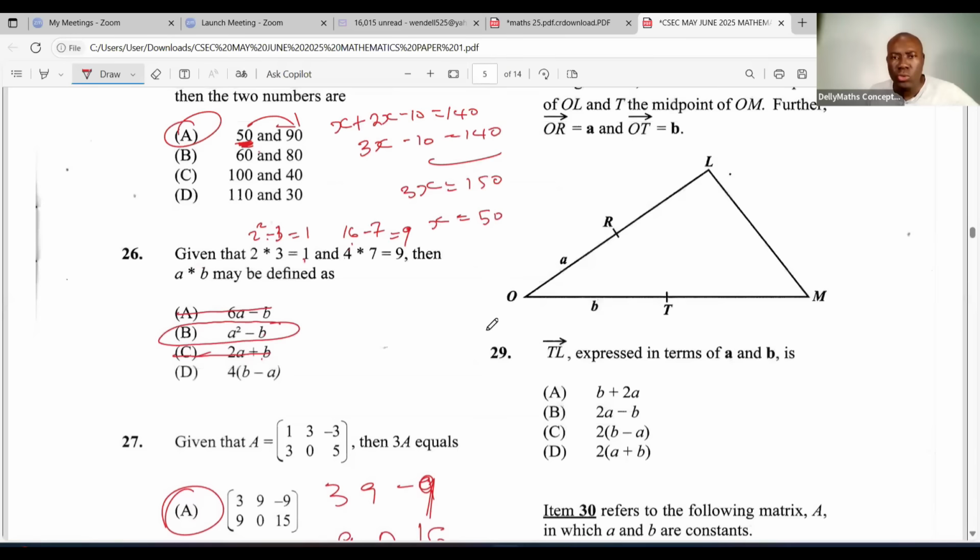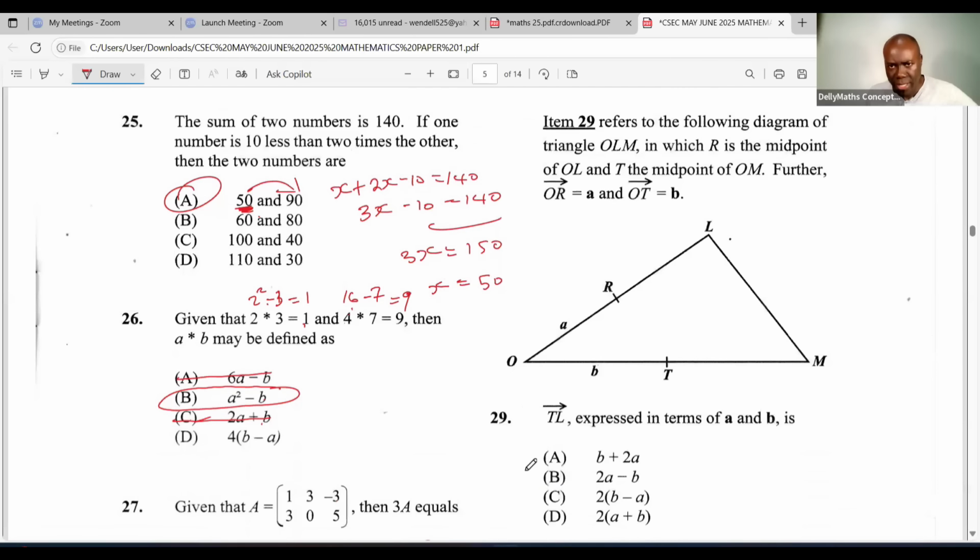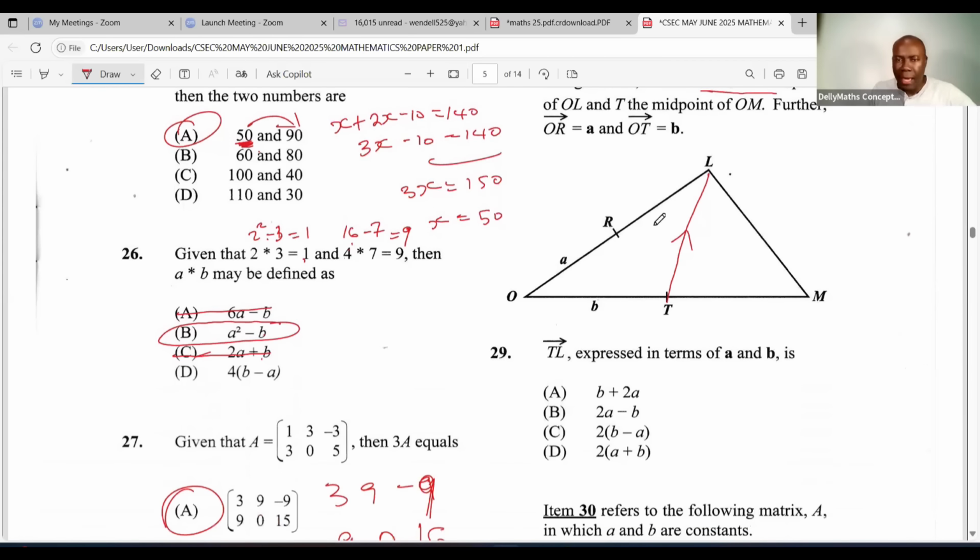Let's go up to 29. Vector question, we're looking at it well labeled. Express TL. So we're moving from T to L. That's what they want. TL. So you're going that direction. We're told that R is the midpoint of OL and T is the midpoint. So all of these are midpoints. So that means, if R is the midpoint, that means this is A.